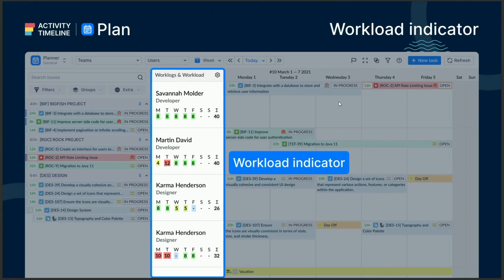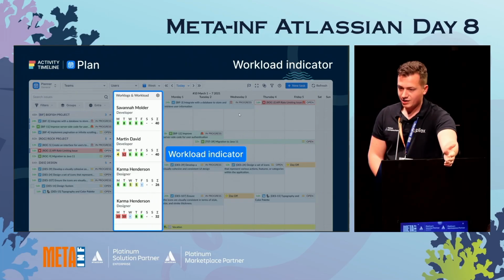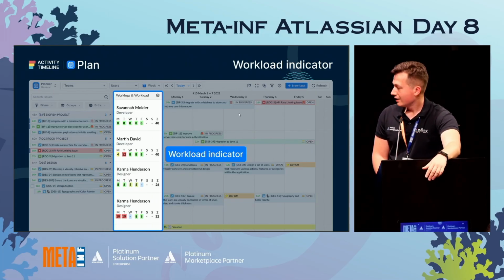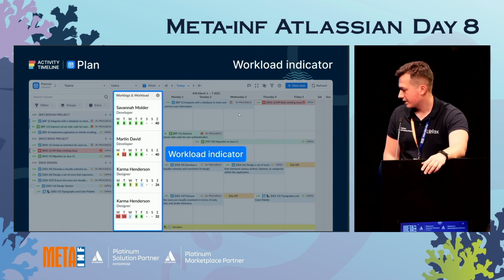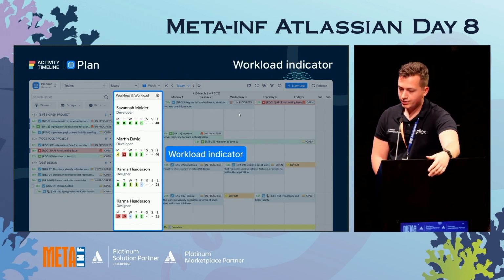So the workload indicator. In my opinion, this is the most powerful feature in our app. It answers the question whether the user has the capacity to do work or not. And it is very flexible. It can be calculated based on the hours, on the estimates. It could be calculated based on the story points. And also from the ITSM perspective, we have teams that use it for defining the number of tickets that the person can handle in a day, which is considered over or under allocation.